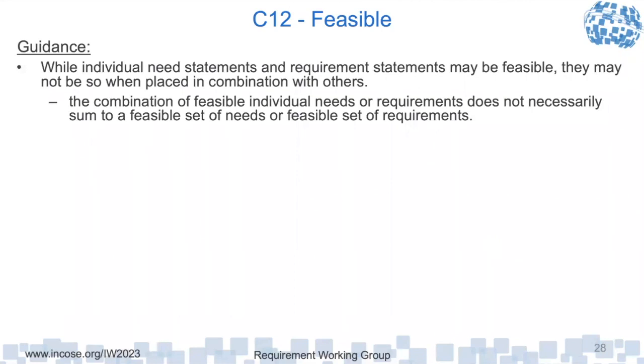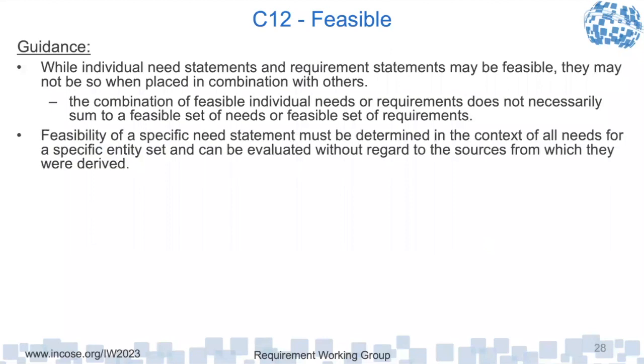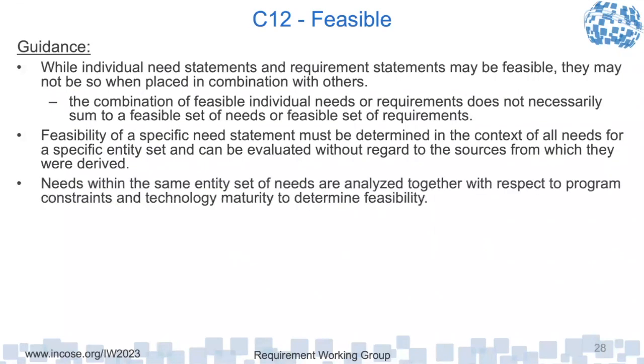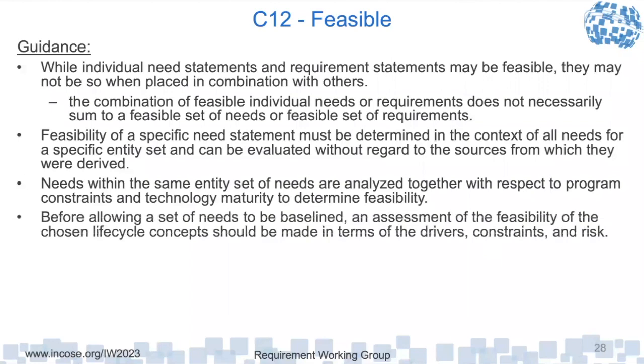How do you know? There's the analogy of the one match that breaks the camel's back. When do we know that happens? It can get to be a bit of a problem, because even though we've done the individual needs feasibility, it may still break the bank. Feasibility can be evaluated once we determine the context of all needs for a specific entity. Needs within the same entity set can be analyzed together with respect to program constraints and technology maturity to determine feasibility.